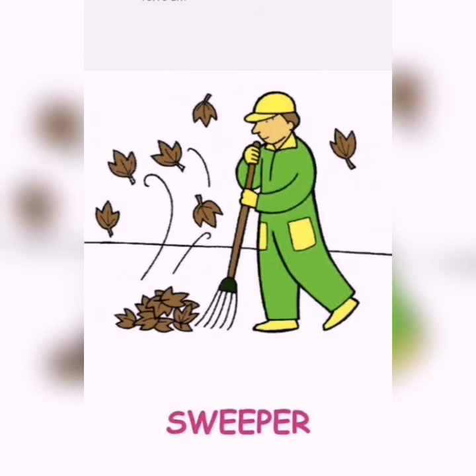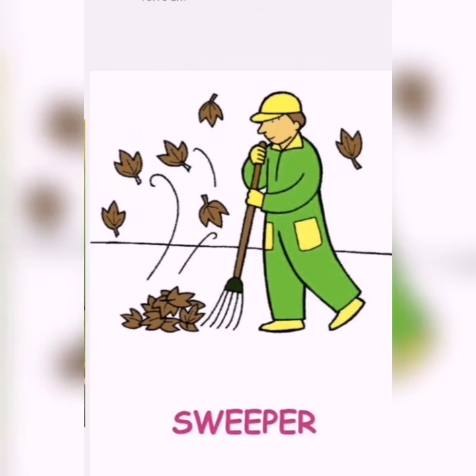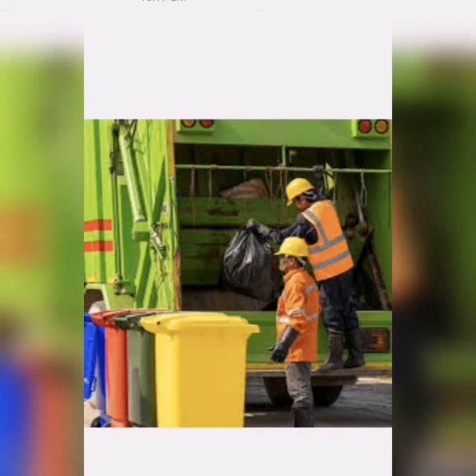And after putting all these things in the dustbin, who comes to collect the waste? Then comes the garbage collector. He brings a big van or a big truck in which they collect all the waste which is collected by the sweeper. So the sweeper and garbage collector, they both are very useful to us.